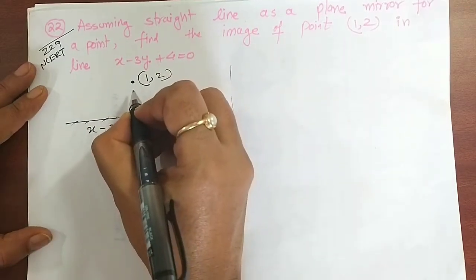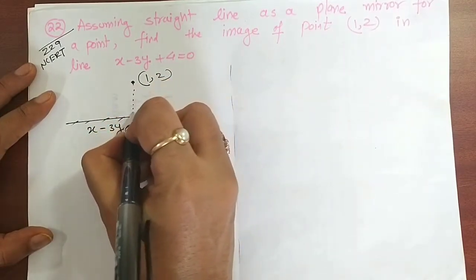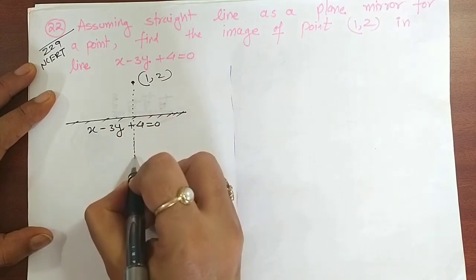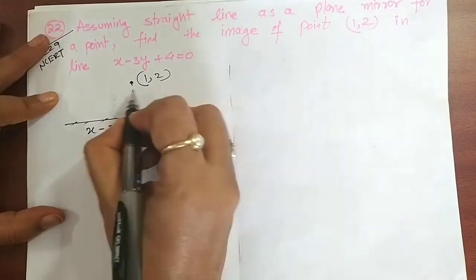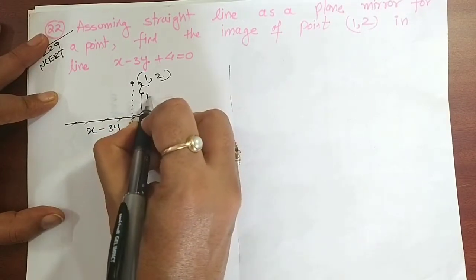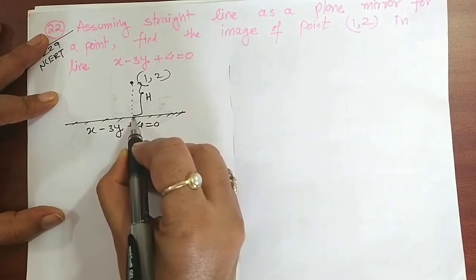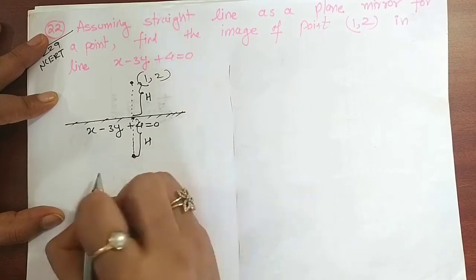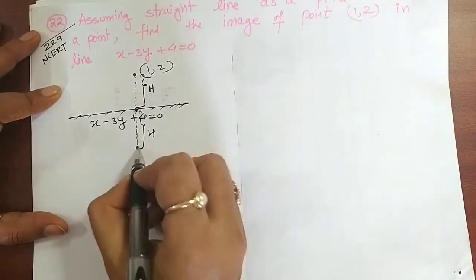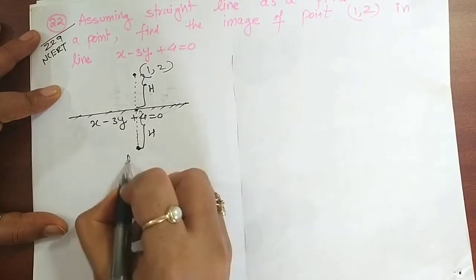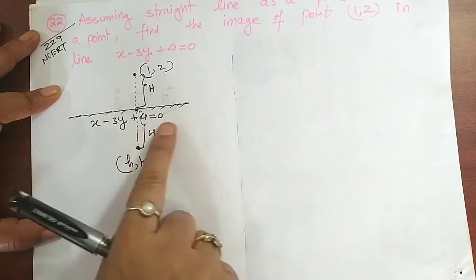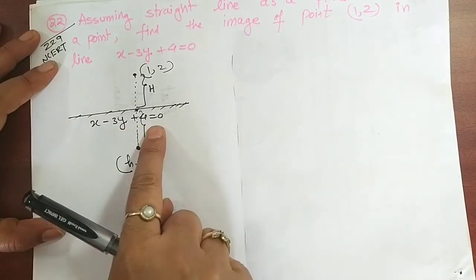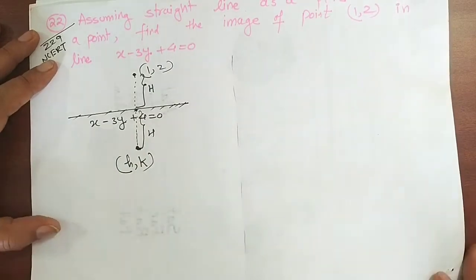If I consider it as a mirror, we know the image is always exactly at the same distance. Whatever this distance is, suppose this is h, this will also be h from the mirror to this. So here will be the image, which I don't know. Suppose the image is (h, k), and this is the equation of the line. They're asking to find (h, k).